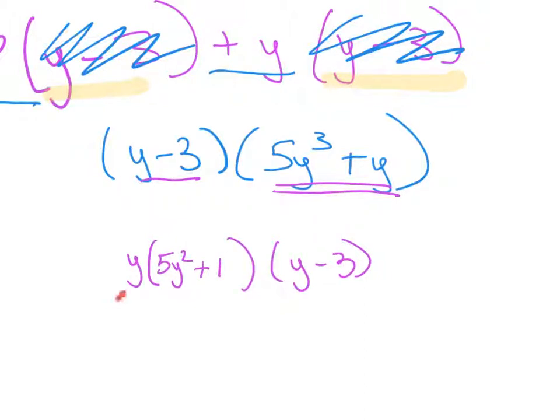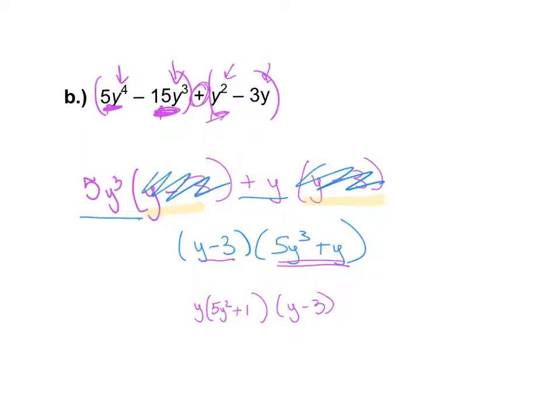Now you're going to have 3 factors. 1, 2, 3. Because the 5y cubed plus y that I had left after I factored out up here could still be factored even further. There was still something that I could take out, which was that y. This is the factored form, the complete factored form.